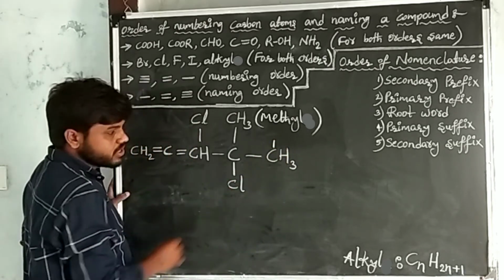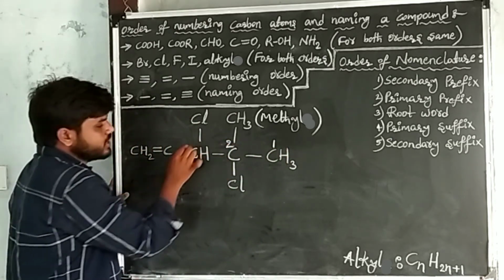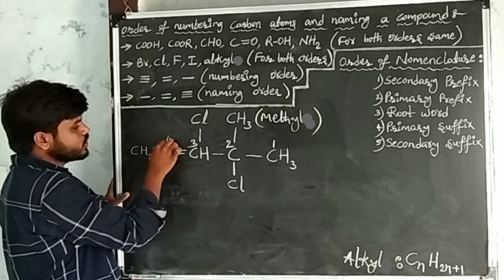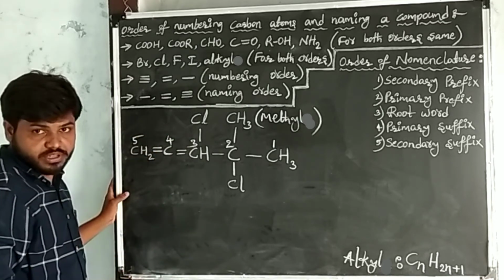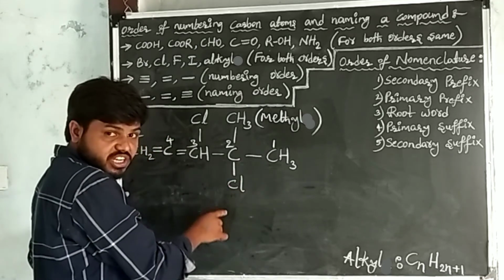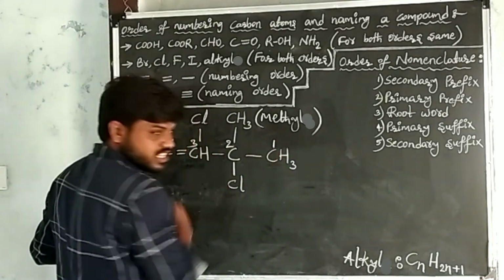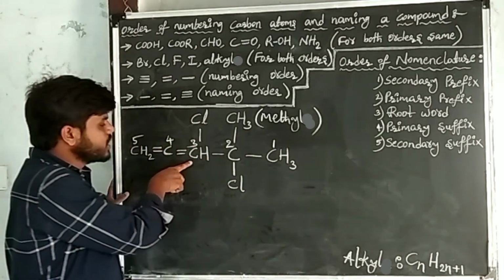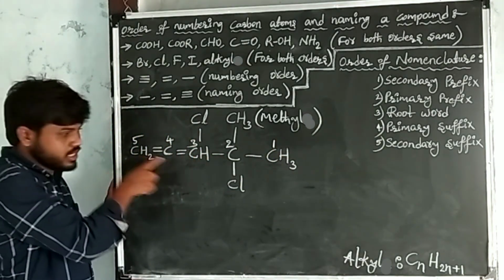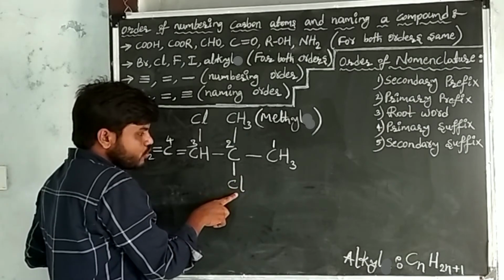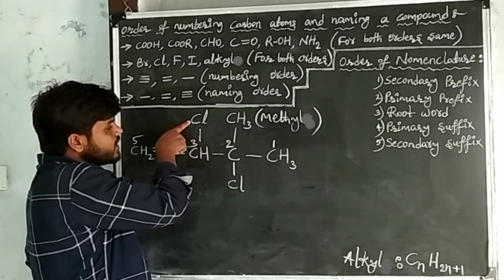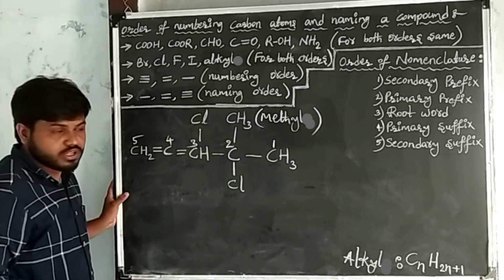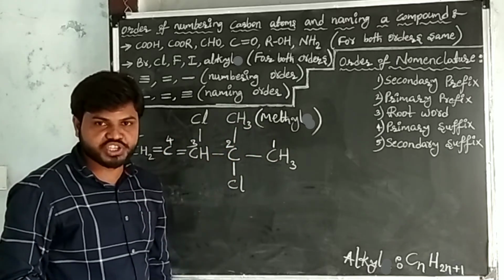This is first carbon, second carbon, third carbon, fourth carbon, and fifth carbon. Chlorine should get the least number. See the position of chlorine. This chlorine is getting second position and this chlorine is getting third position. Here methyl is getting second position.